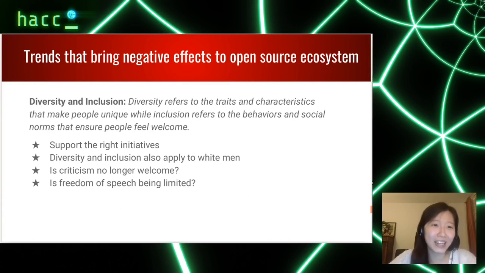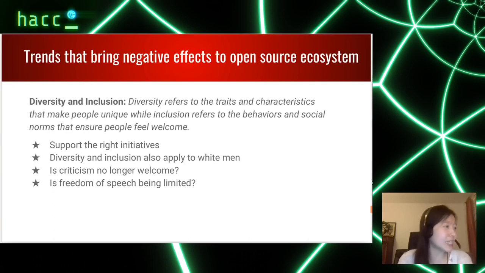Another trend that I also want to highlight here is diversity and inclusion. I'm really glad that there are so many initiatives and so much effort in our society to push diversity and inclusion these days. By definition, diversity refers to the traits and characteristics that make people unique, while inclusion refers to the behaviors and social norms that ensure people feel welcome. As you can see, many corporations and big companies now embrace diversity and inclusion by saying that they want to get more women into leadership positions. They want to develop a more inclusive recruitment process where discrimination in recruitment could be limited, and there is also much more.